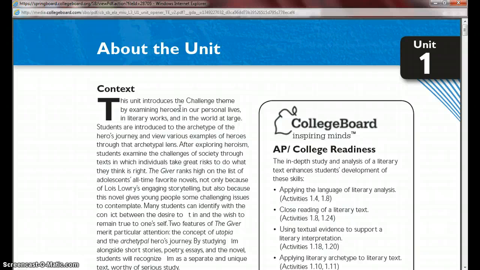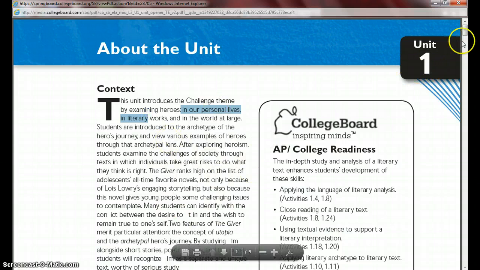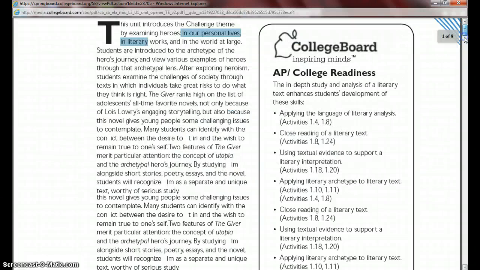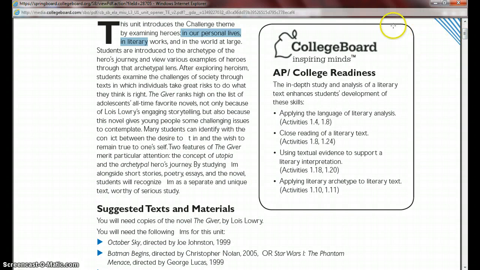Every unit in Springboard has something like this, where we're focusing on an adolescent issue like challenges, and then a literary issue like the archetypal hero's journey. So you want to get those big themes sort of under your belt before you start planning. So the challenge theme and the examining heroes. Of course, read this and see how they're going to take you through those two, but every unit will introduce you to the themes that way.